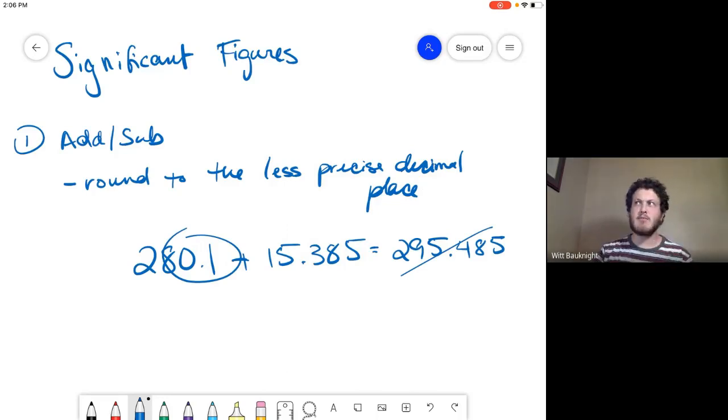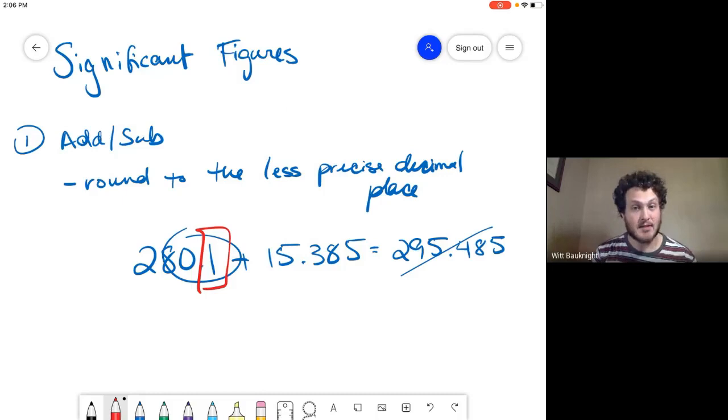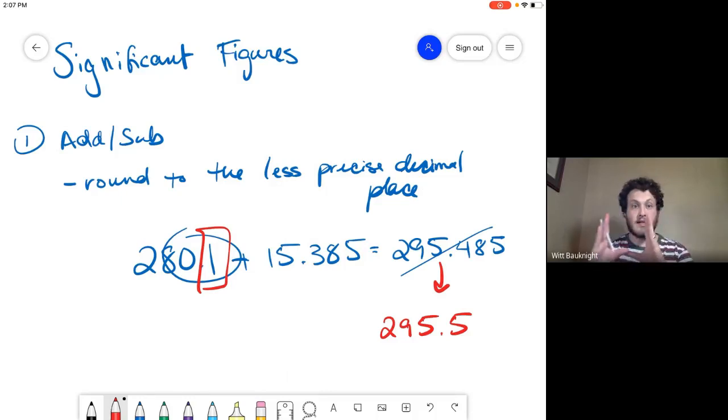So we need to keep with our accuracy in this case. It would be a little misleading to present it with that many significant figures. So what we do is we know we are certain to the tenths place. It's the less precise decimal place. So that is why when we record this number properly, we would only say that's 295.5. We rounded to the less precise decimal place.